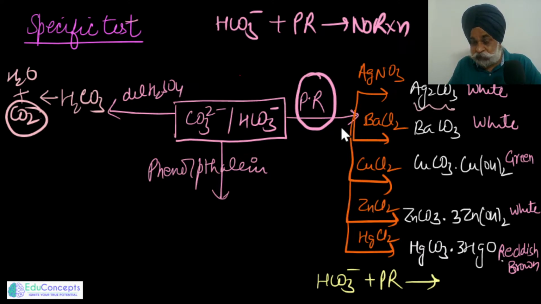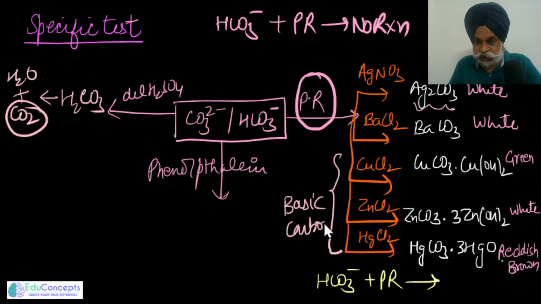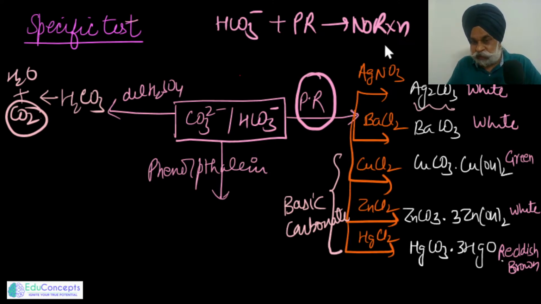AgNO3, if carbonate is there, then the precipitating reagent AgNO3 gives a white precipitate, barium chloride white. And these are the three important ones in particular to precipitate carbonate ion, because these are going to precipitate and give you basic carbonate. So this can be an important question for an MCQ: if a system contains carbonate and bicarbonate and you are adding, let's say, mercuric chloride, what type of precipitate would you get? A reddish brownish precipitate which is of the basic carbonate. So one way, the precipitating reagent, is quite important. Another is preliminary, you can go with the phenolphthalein also.